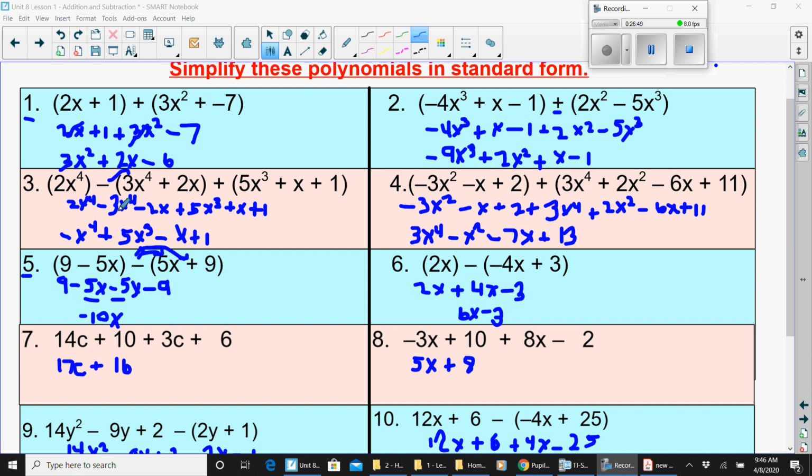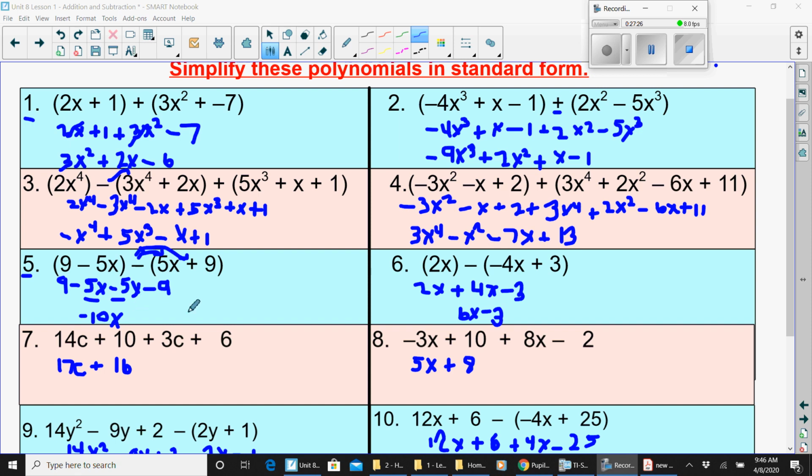All right, and this negative right here on the outside. Remember, I have to distribute, and I forgot to distribute here. I left this a positive 2x, and negative times a positive is a negative. And this one has no change. There's no change for this one. Going over to number 4, there's no change whatsoever. You just bring everything out of the parentheses and then combine like terms, and you get 3x to the fourth minus x squared minus 7x plus 13.